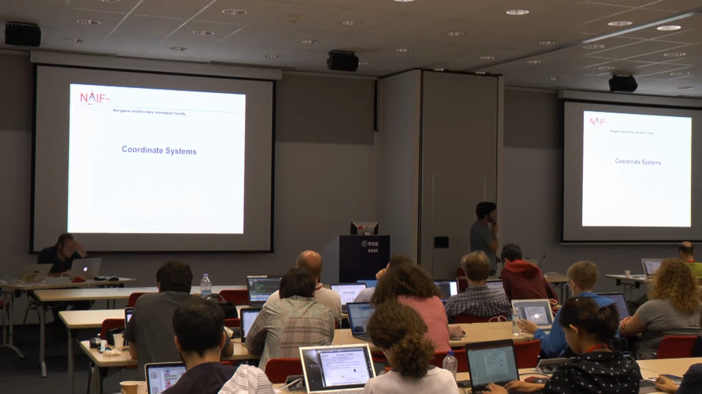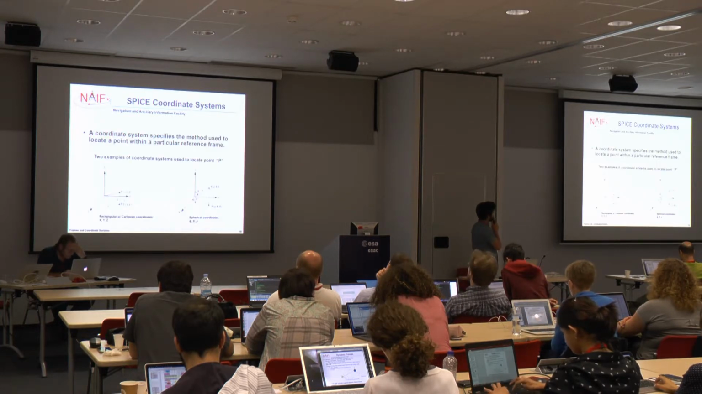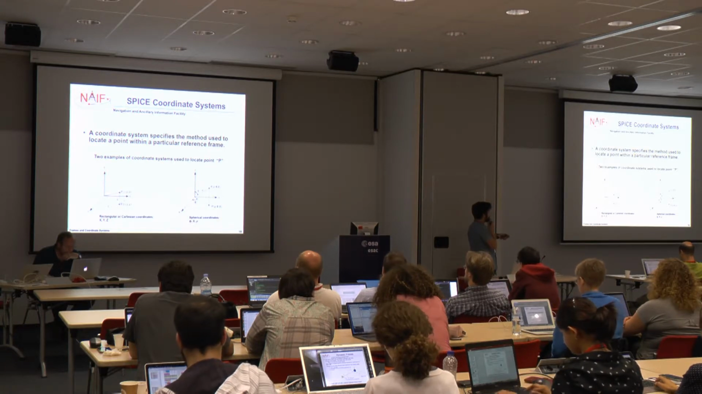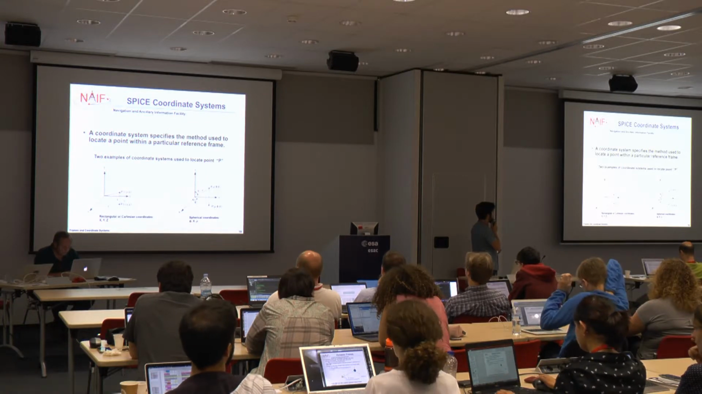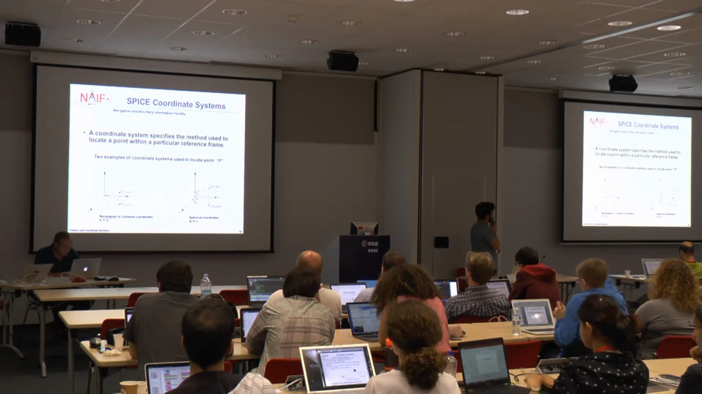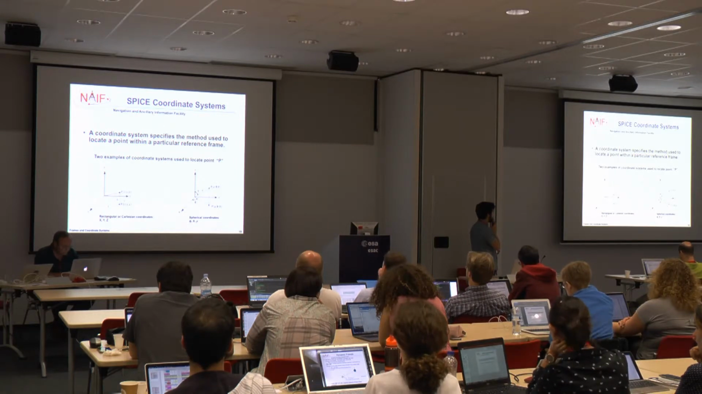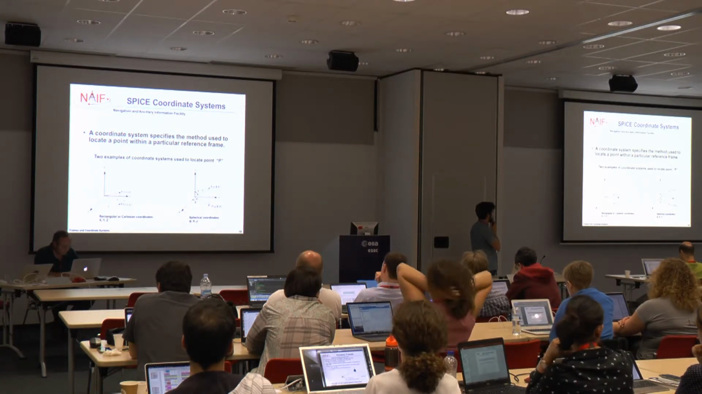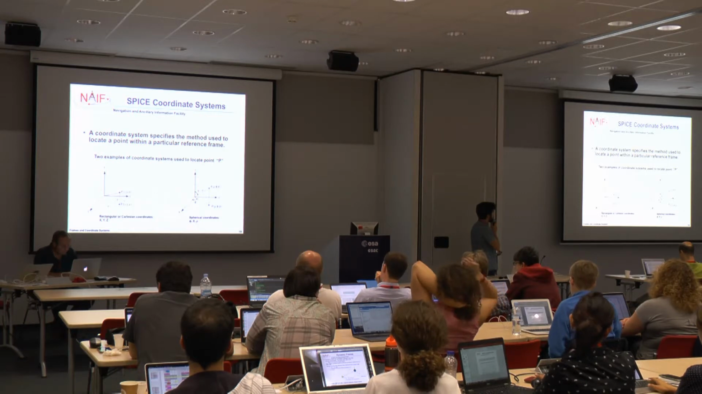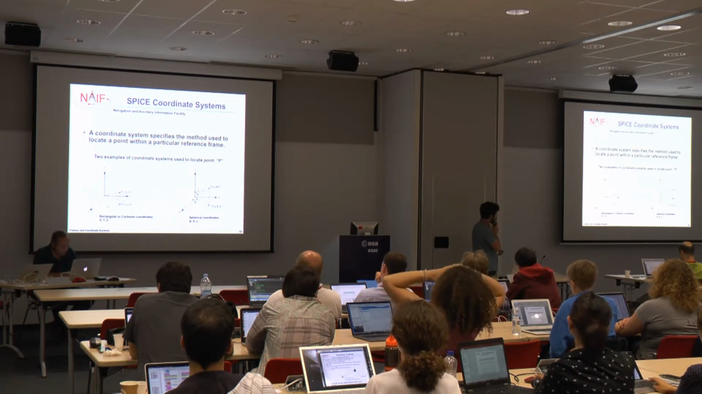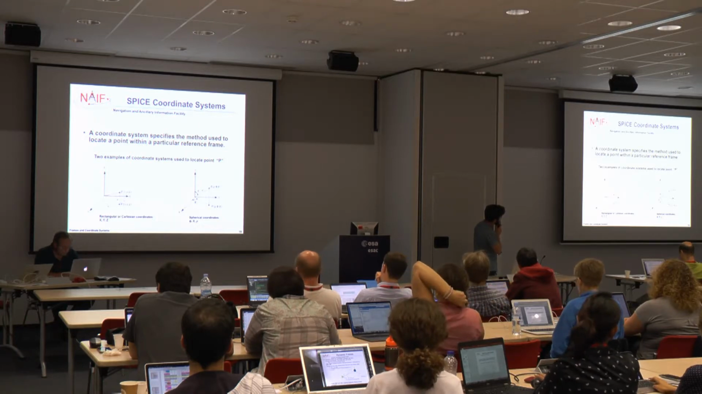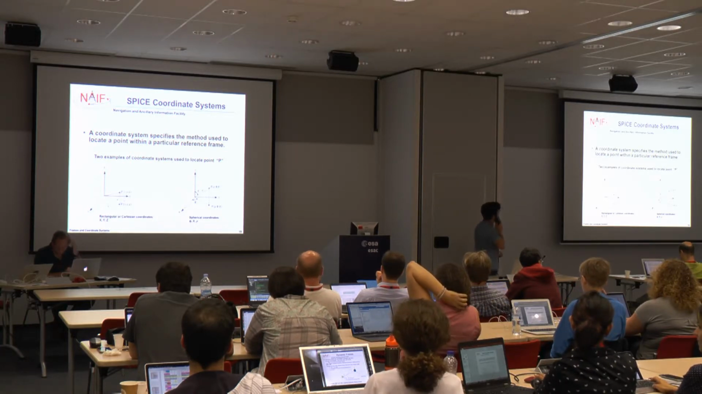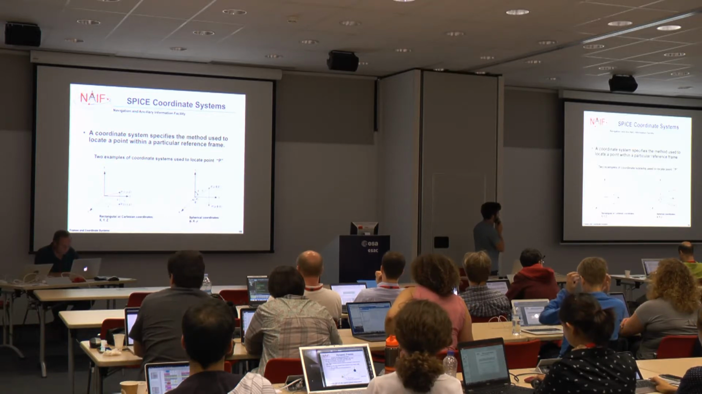So now we go to the coordinate systems. Again, a coordinate system specifies the method that we use to locate a point within a particular reference frame. And here we have two different examples. We have a Cartesian coordinate system, so x, y, z position, the x-axis, y-axis, and z-axis. Or here we have spherical coordinates, which we give phi, theta, and rho for the Greek.